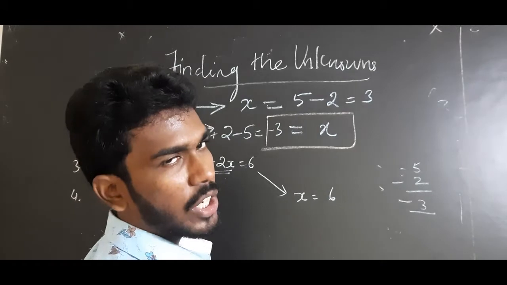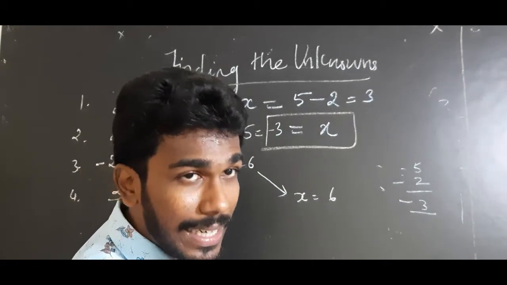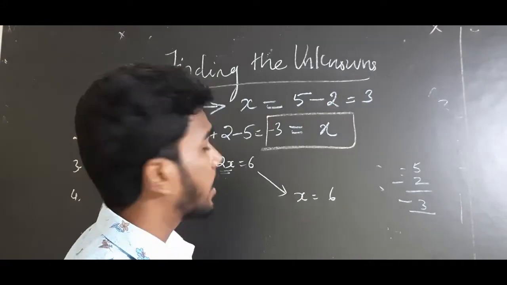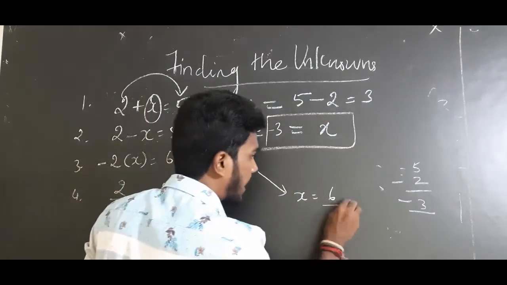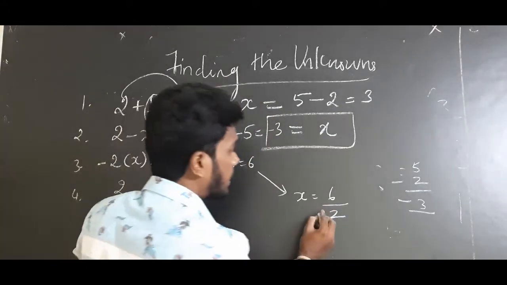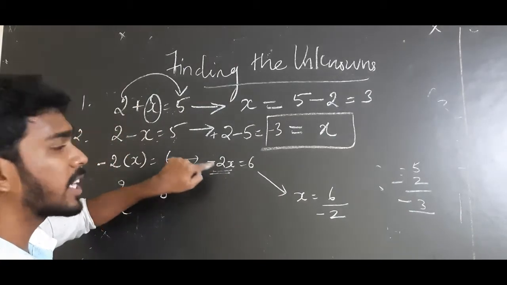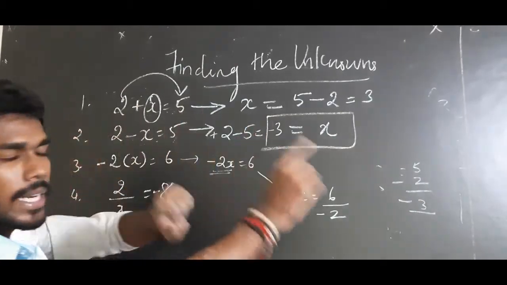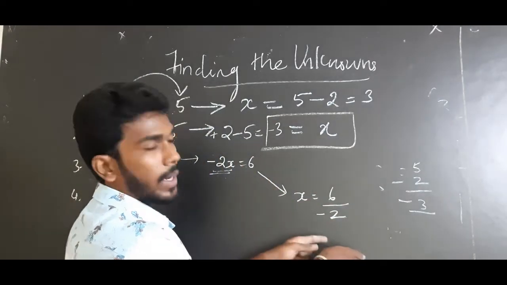Anything in a multiplication, when it crosses the equal to sign, turns to be a division. It turns to be a divider, but the sign will not change. Please be clear. You should not write it as divided by 2. You should be writing it as divided by minus 2. Sign will not change when it is in a multiplication or in a divided format. The same sign is going to be sustained in the subsequent division.